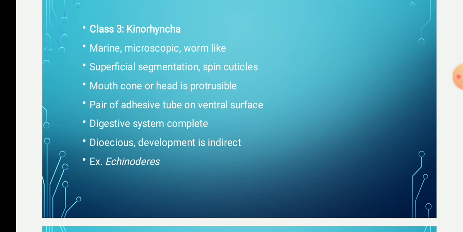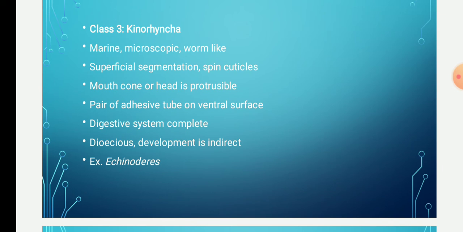ventral cord and the segmental ganglia are present in each somite. So here the nervous system will be nerve ring, ventral cord and segmental ganglia, as they are superficially segmented. So there will be segmental ganglia present in each somite. Then the digestive system is complete with salivary glands.